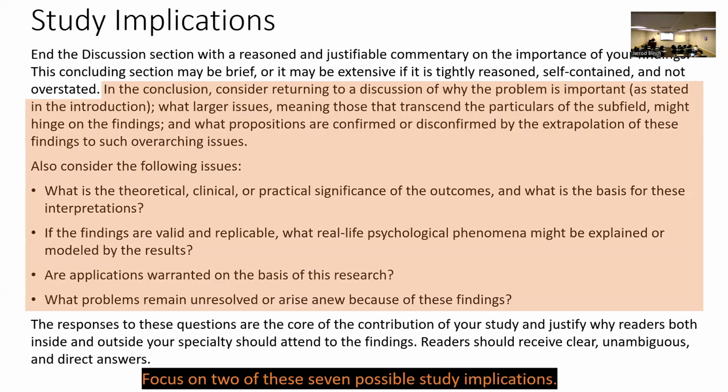implications, and APA happens to have the longest sort of advice for this section. And there are seven things in here. I don't know why they do it this way, but here's four, and there's another three in this paragraph. So consider returning to a discussion of why the problem is important. That's one. What larger issue, meaning those that transcend the particulars of the subfield, might hinge on the findings? Two. What propositions are confirmed or disconfirmed by the extrapolation of these findings to such overarching issues? That's three. And then there's four in this proper list.